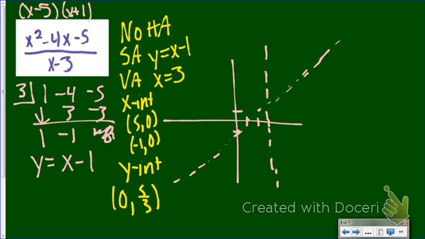So let's go ahead and plot those points. I've got 5, 0. I've got negative 1, 0. And I've got 0, 5/3, which is almost 2. And just by looking at those dots, it kind of gives you a guide of what this graph is going to look like. If you want to do your sign chart, you can. But I know since I have to cross through these points and go towards my asymptotes, it makes it pretty clear what this is going to look like.